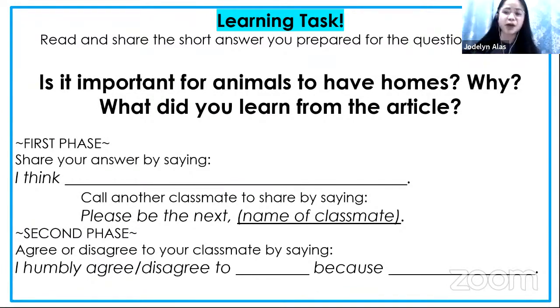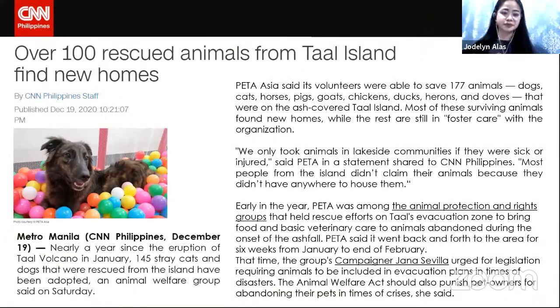Okay, let us begin with our first phase. Children, is it important for animals to have homes? Why? And what did you learn from the given article? This will be just a short sharing. Let us begin with your classmate, Nemor. Nemor, anak? Okay, Aryan, sige. May you please start with our sharing for the first piece.